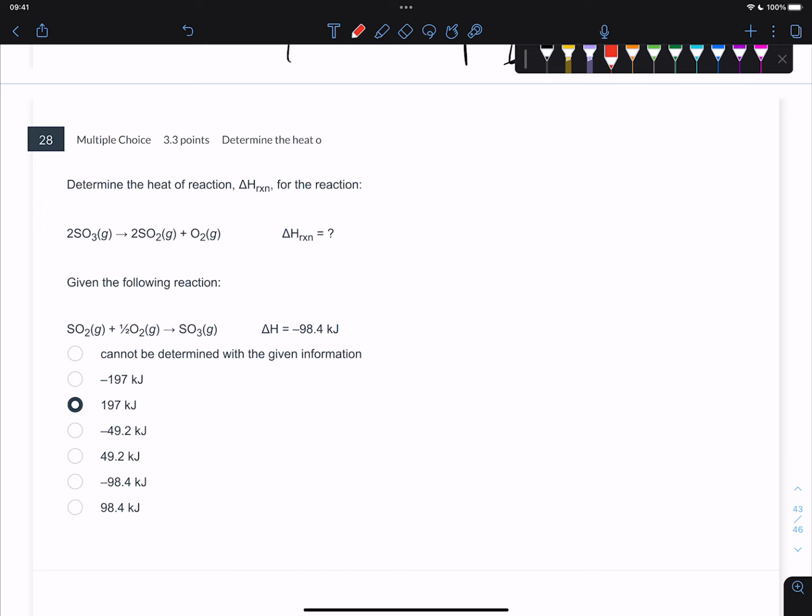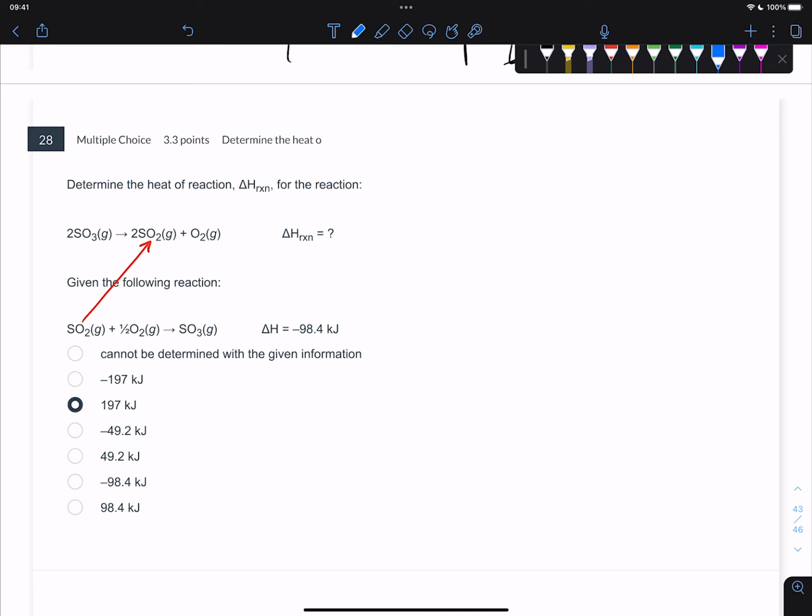For number 28, it's kind of like the other Hess's law problem, but you're dealing with less complex information. You're just taking one of those steps and seeing if you can turn it into another equation. So what we're noticing here is, let's just map out all the species. We have SO2 on the left and it goes to the right up here.